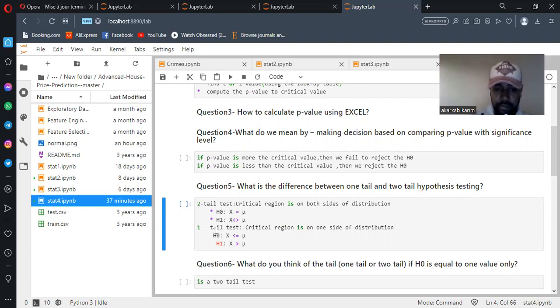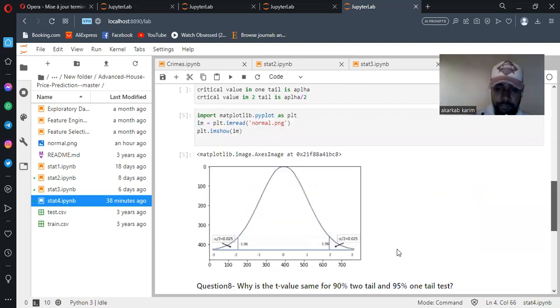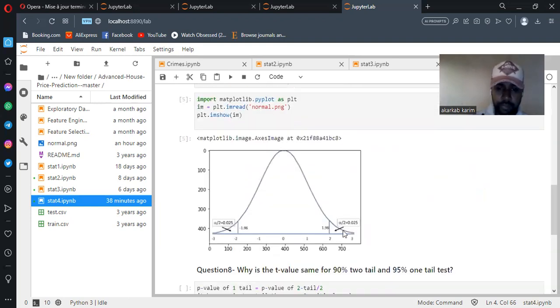But if we look at one tail test, the critical region is on one side of the distribution. So if you look at H0 here, x bar will be less than or equal to mu. Okay, just one side. But for H1, x bar will be greater than mu. For one side, we just look here or here. We need just to look at the left side or the right side.